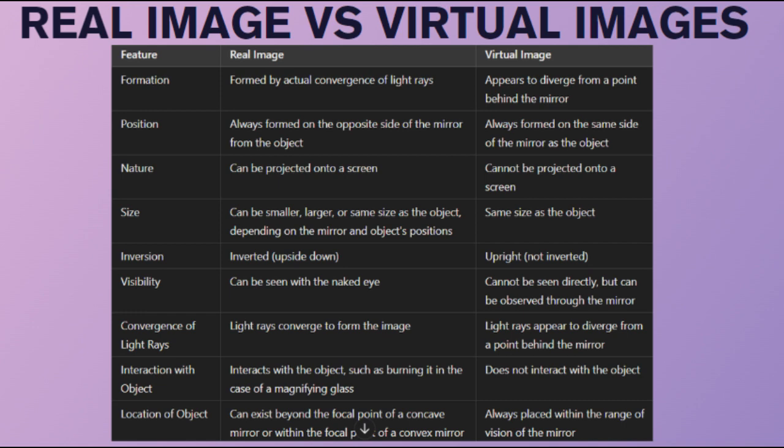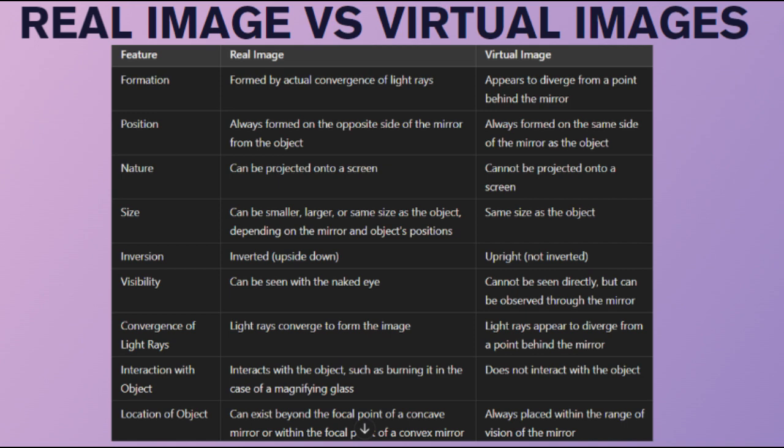Interaction with object. Real images can interact with objects. For example, in the case of a magnifying glass, a real image can focus light rays to burn an object. Virtual images do not interact with objects. They are merely optical illusions perceived by the brain.